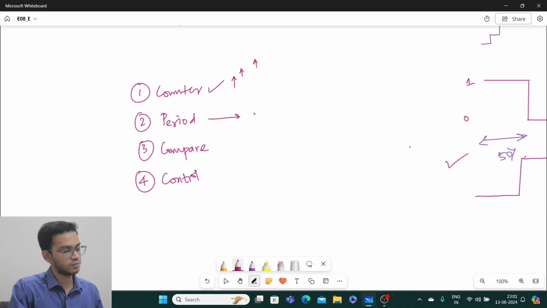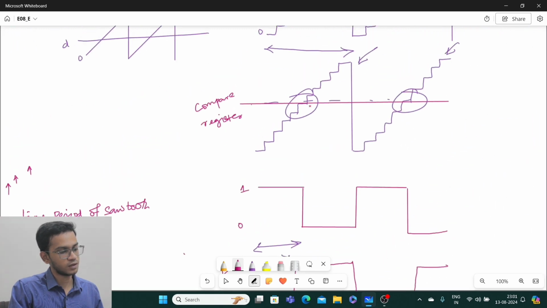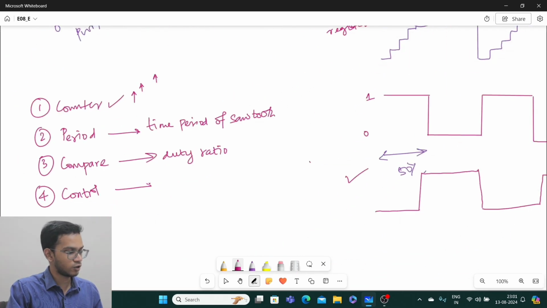Period registers determine the time period of the sawtooth, and the compare register will determine the duty ratio. So when you deploy a closed loop system, this duty ratio will be computed every time and it will be updated. So this whole thing may move up and down depending on the conditions of the system. And the control register is used to configure your timer. With that, we can conclude this video.